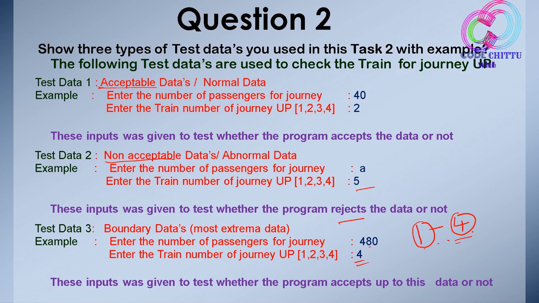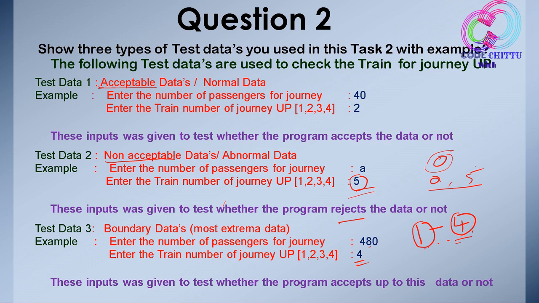Suppose you want to give boundary data in a non-acceptable format. In non-acceptable data also we can give it. If I am giving 5, we can call it the least extreme rejecting data, to check whether from 5 onwards it is rejecting or not. Or else if I give 0, 0 also has to be rejected, and negative numbers. So this is also least extreme rejecting data. From 0 onwards it has to reject, and from 5 onwards it is rejected. This we call boundary. So 0 and 5 are boundary data for non-acceptable, and 1 and 4 are boundary data for acceptable. So there is no need to be confused.